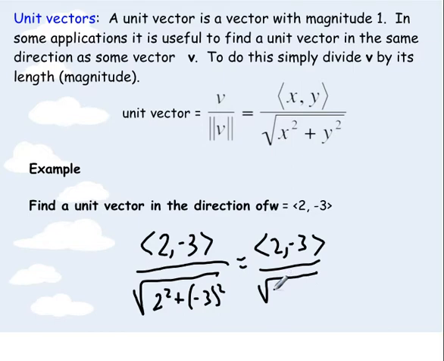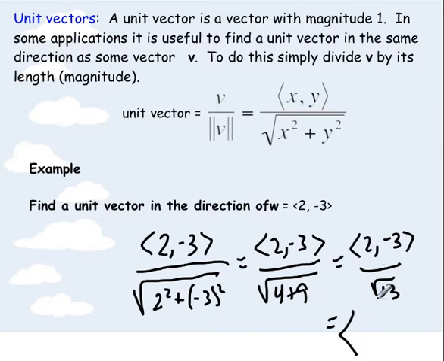Okay, so in the denominator, we're going to have the square root of 4 plus 9, which is the square root of 13. Okay, now don't leave it like that. What we really can do is divide each component by the square root of 13. So I'm going to do 2 divided by the square root of 13, which I would rationalize, so I would get 2 radical 13 over 13. And then negative 3 divided by the square root of 13, which again I would rationalize, negative 3 radical 13 over 13. That would be our unit vector.